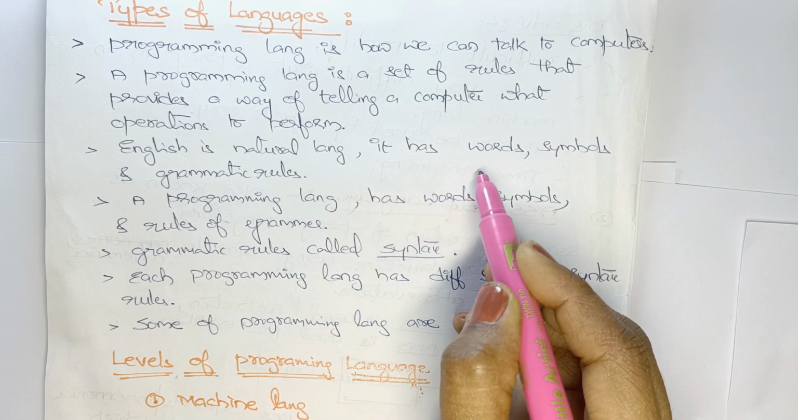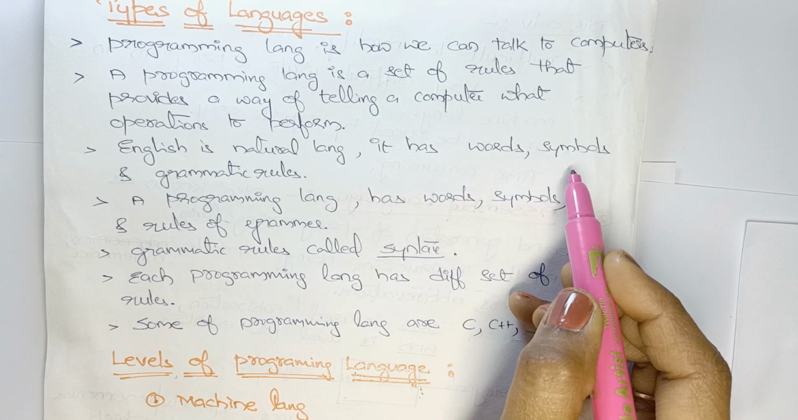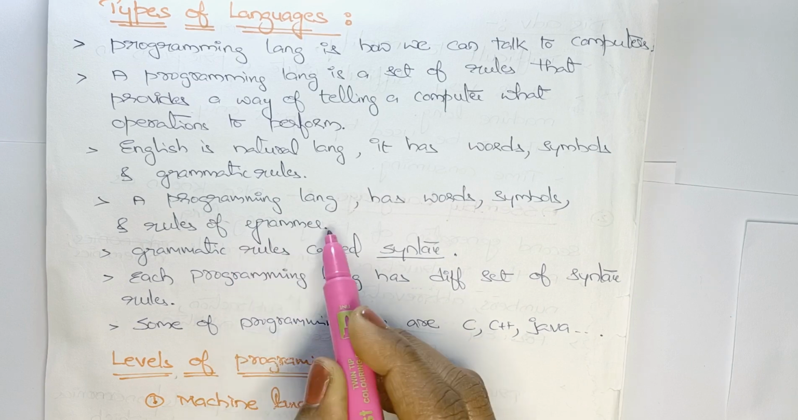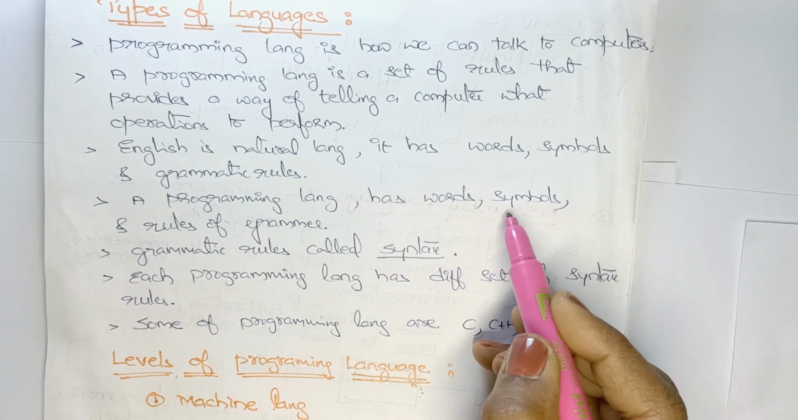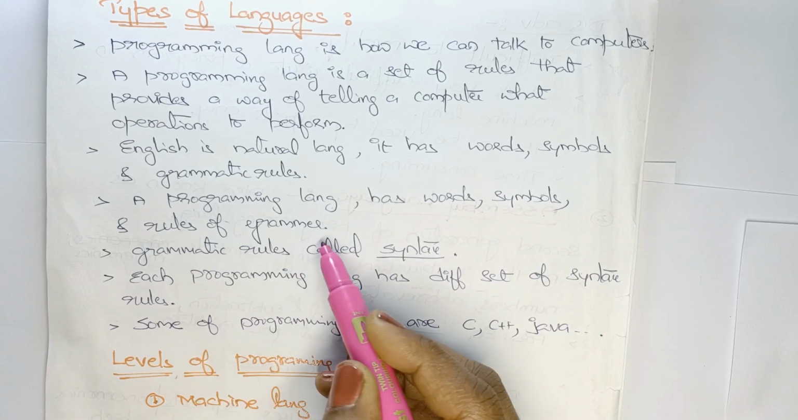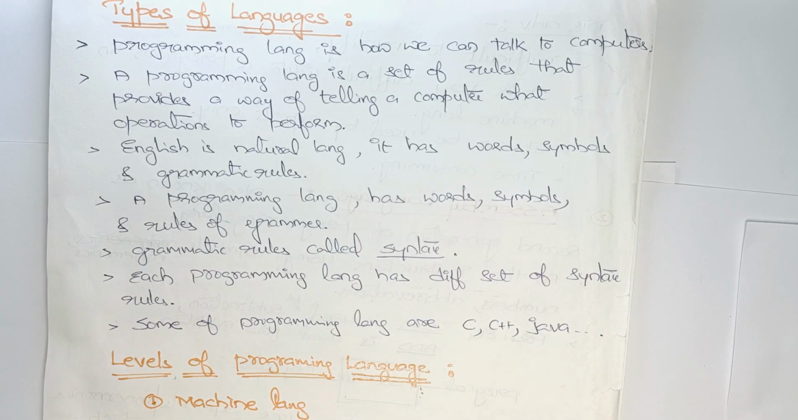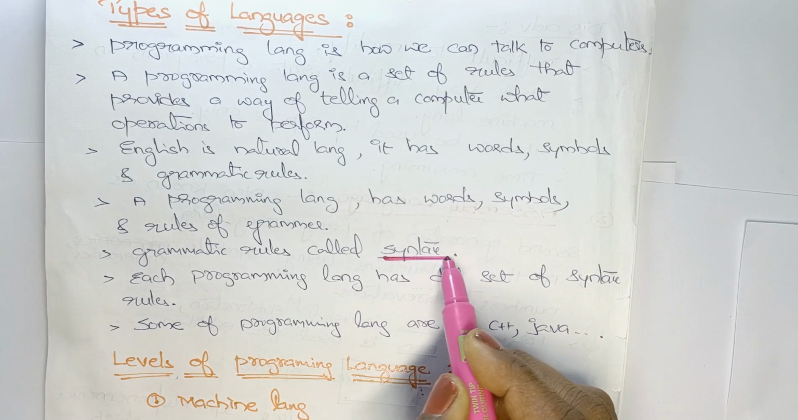English is a natural language. It has words, symbols and grammatical rules. In the same way, a programming language also consists of words, symbols and rules of grammar. Grammatical rules are called syntax.